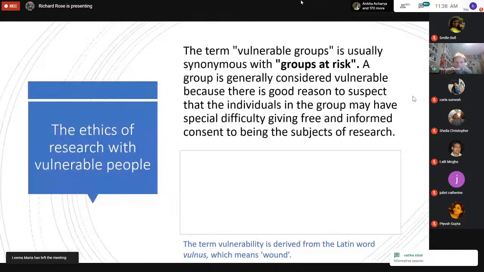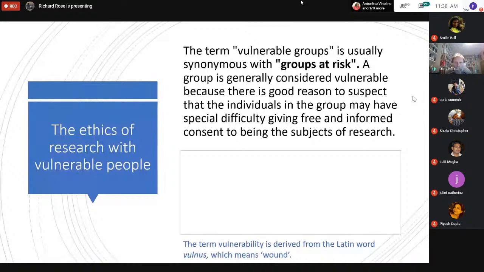Now, obviously, there are people who act in loco parentis. There are people in care positions who can help with this. But at the end of the day, they are not the vulnerable themselves. They are acting on behalf of them.